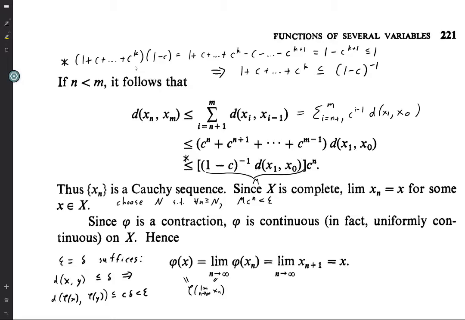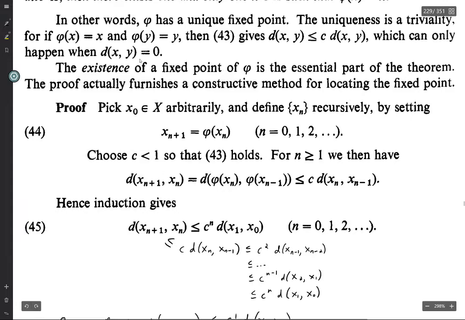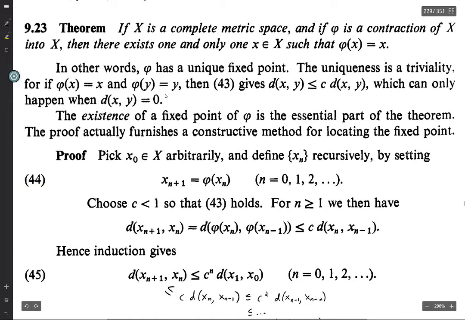Or no, this can hold for any metric space. So for any metric space, if we have a contraction on it, then we have a unique fixed point. And so you can consider much more complicated metric spaces than just R^d. And this can be really useful in some cases.